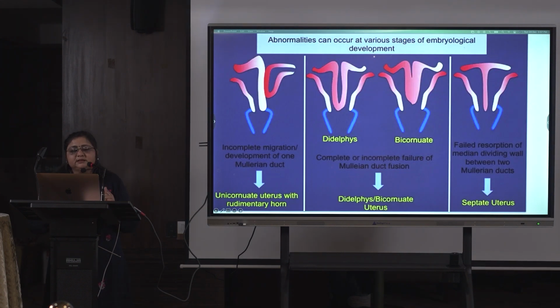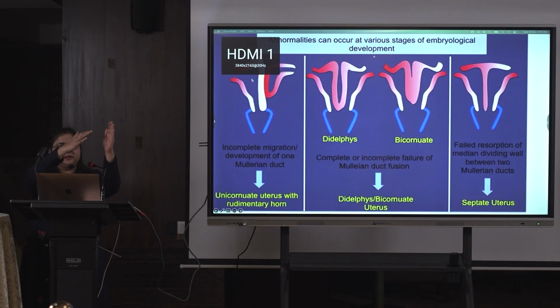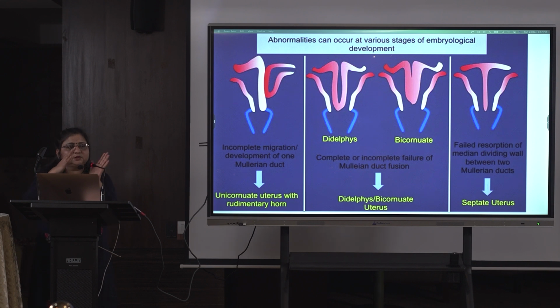So abnormalities can occur at various stages of embryological development. That is, suppose only one paramesonephric duct is formed. So what will happen? Only one paramesonephric duct is coming and it is developing into the uterus, cervix and the lower vagina. So that is called the unicornuate uterus.